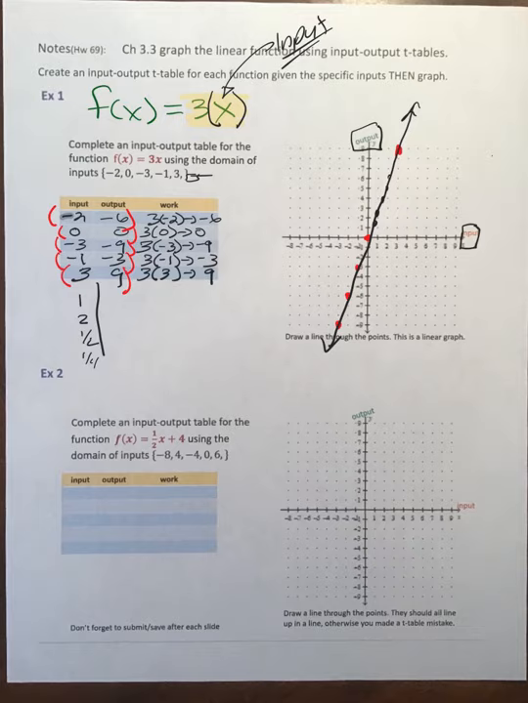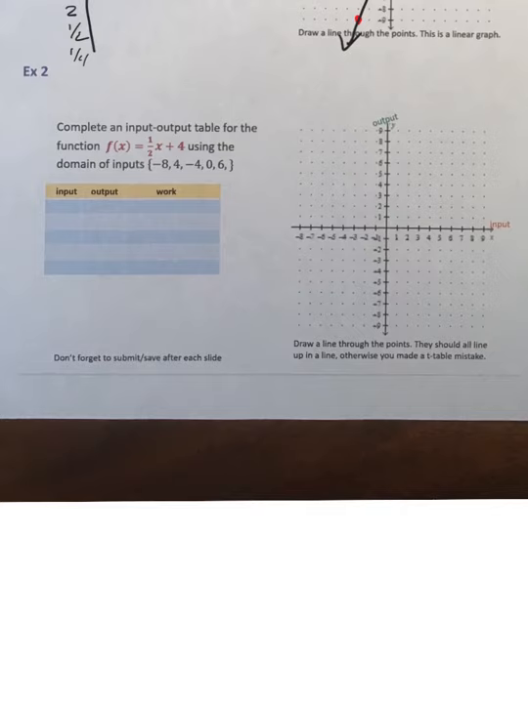Okay, so let's look at example 2. Let me move this up a little bit so we can see it better. In example 2, the rule is 1/2 times the input plus 4. So I'm going to write the rule a little bit bigger. It's 1/2 times the input plus 4. So remember, that's where the x was. So that's what the input is. And so these are what we're inputting.